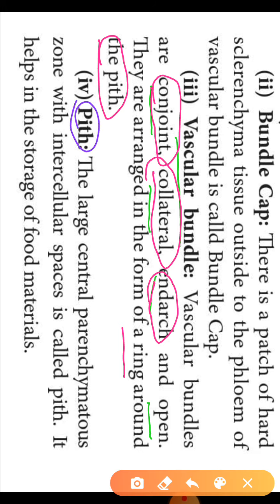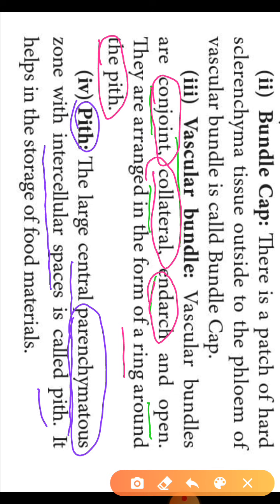Pith. The largest central zone with parenchymatous cells, also with intercellular spaces, is called pith. It helps in the storage of food materials. Food materials absorbed by the roots.